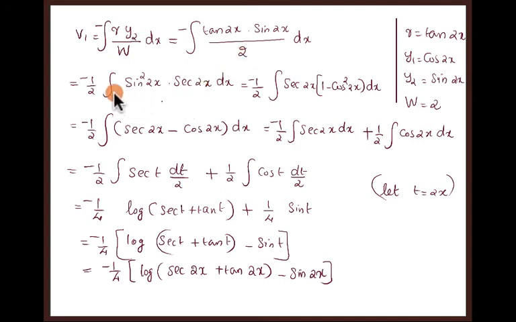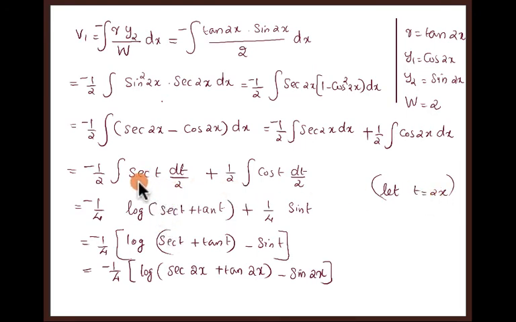Substituting these values, we get minus 1 by 2 into the integral of sin^2 2x into sec 2x dx, where sin^2 2x can be expressed as 1 minus cos^2 2x, so that the integrand will be sec 2x minus cos 2x. We can split the integral as minus 1 by 2 into the integral of sec 2x plus 1 by 2 into the integral of cos 2x. For convenience, we did the substitution t = 2x. Then dx will be equal to dt by 2.